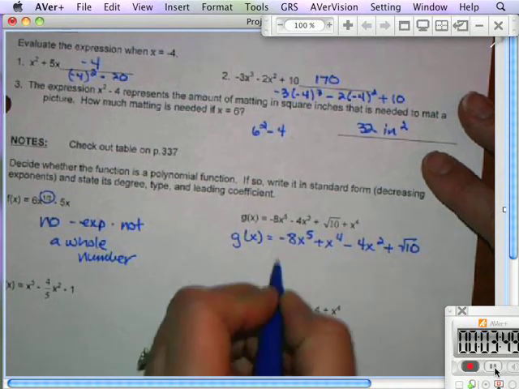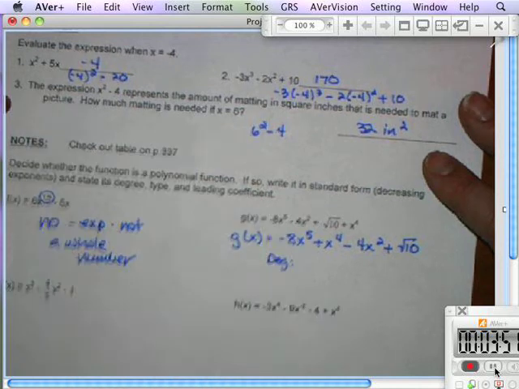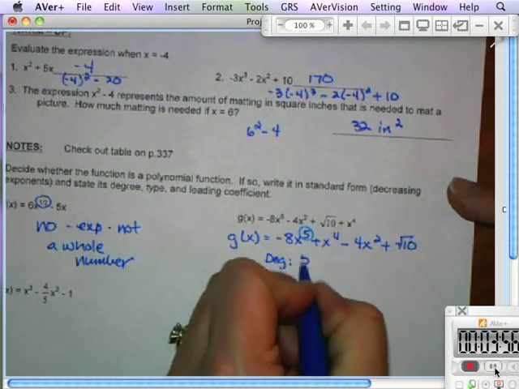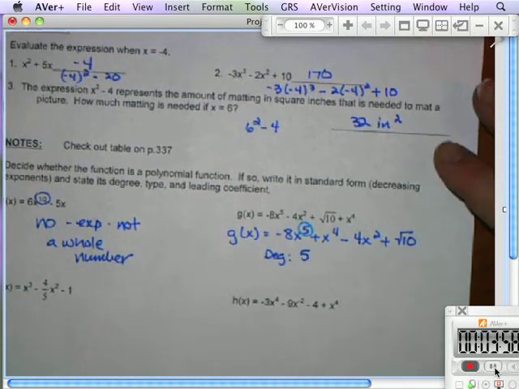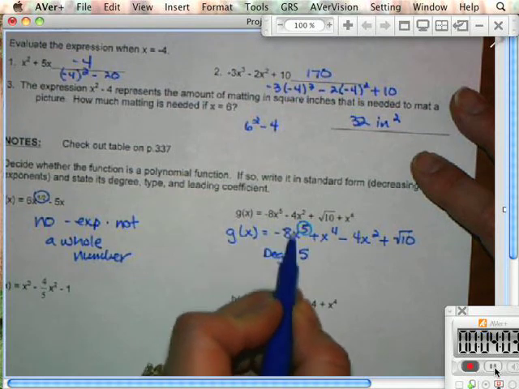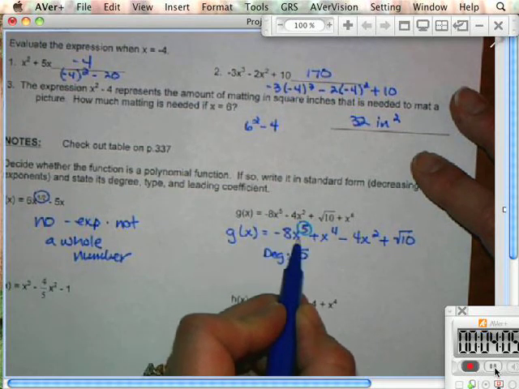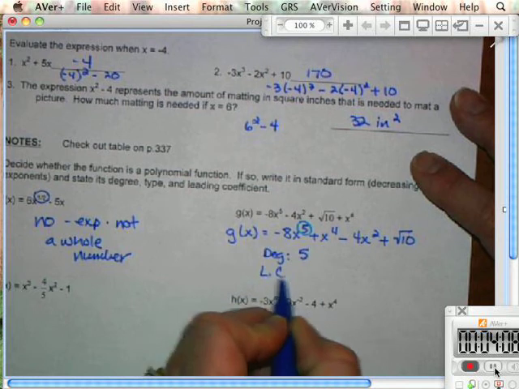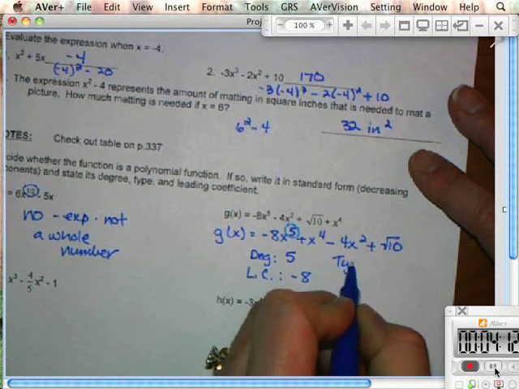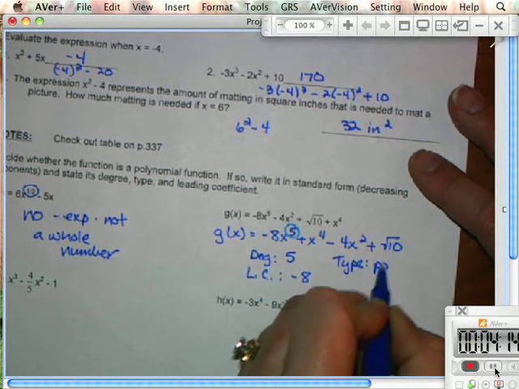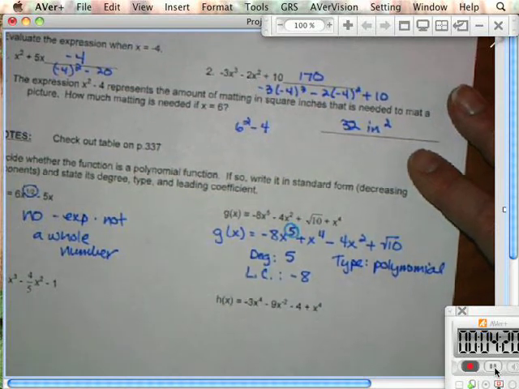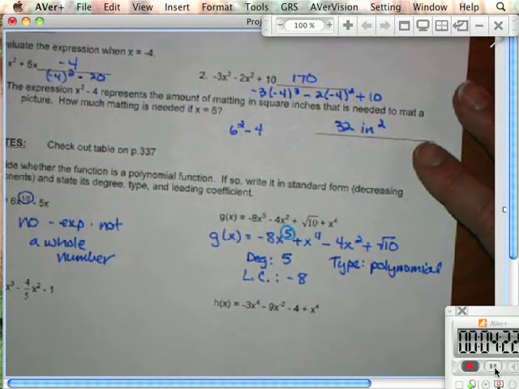It has a degree of 5, because that's my highest exponent, my biggest exponent, degree of 5. And in standard form, the leading coefficient is going to be the coefficient in front of this variable here. So the leading coefficient is negative 8. It is a polynomial. And we're just going to call it that because the degree is 5. If it was 2, 3, 4, we would have more specific names.